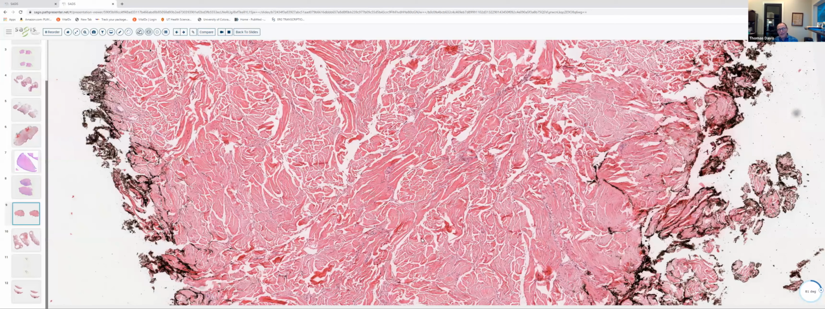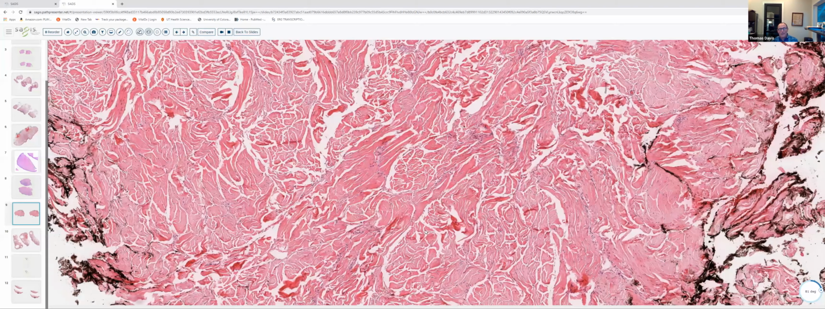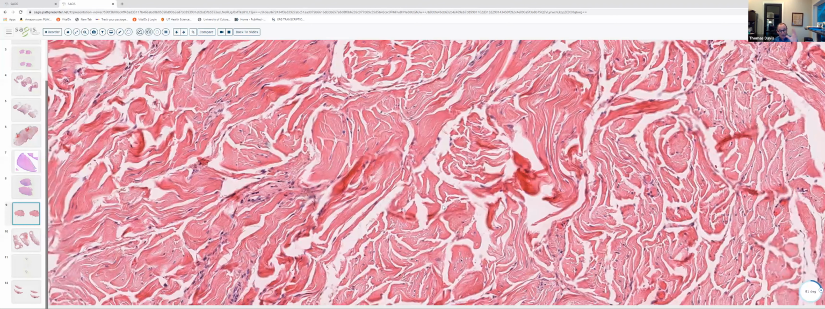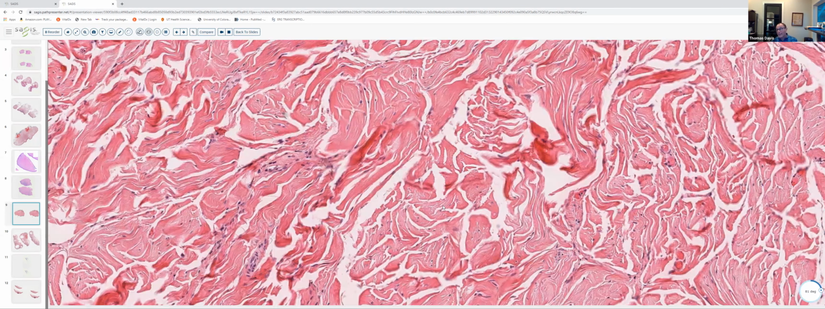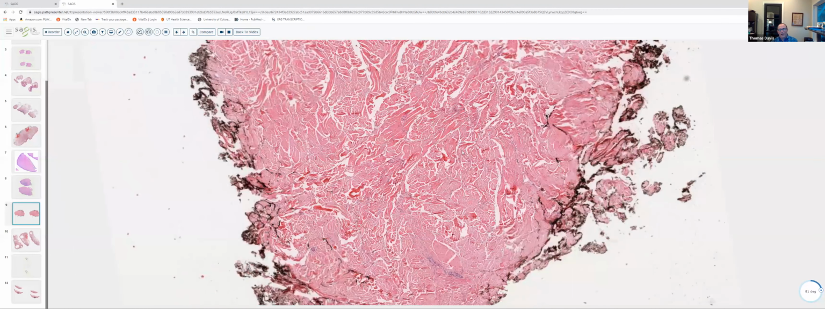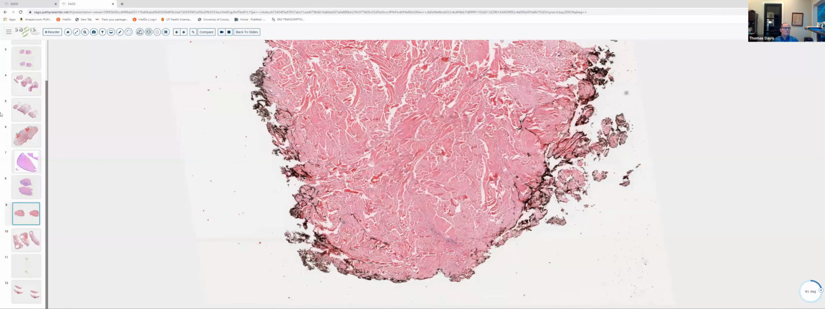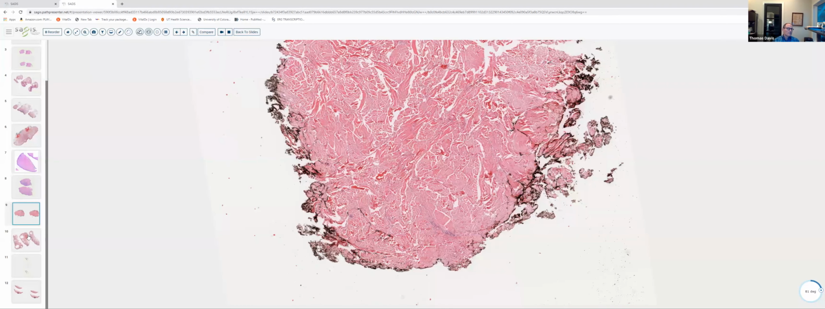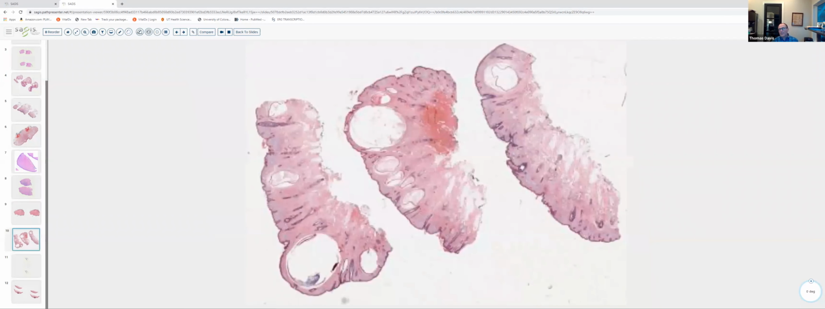You could also think about the possibility maybe in this biopsy of scleredema, because there you get a real thick dermis and the collagen bundles appear somewhat thickened. But in order to make the diagnosis of scleredema, you have to have mucin present between the collagen bundles, and there's no mucin here between the collagen bundles. So, go ahead and move on to our next case.